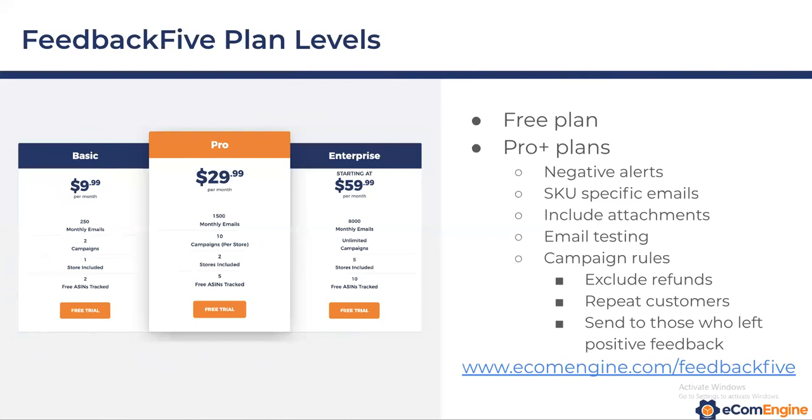Great. Thank you, Colleen. So just a brief information. This is also on our website. We have a table on our website that shows the different plan levels and features that we have. Free plan allows you to use 50 emails on a monthly basis. And the pro plans and above have all the features of FeedbackFive, which you can actually try for free for 30 days. The pro plans and above include the negative alerts, SKU-specific emails, the campaign rules, attachments, and being able to use the layouts that we have earlier.